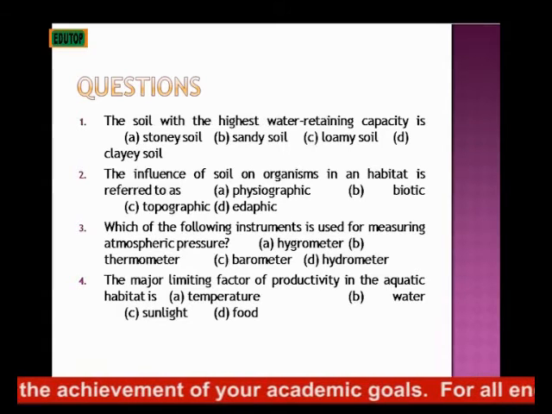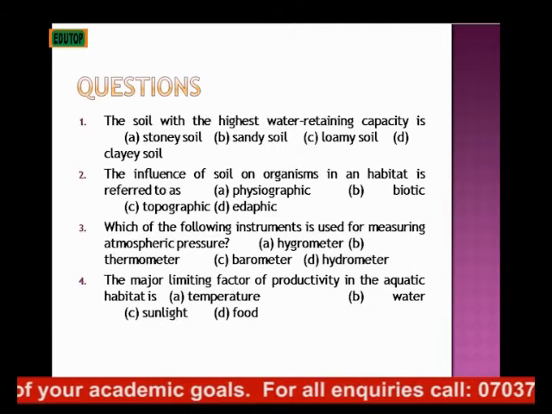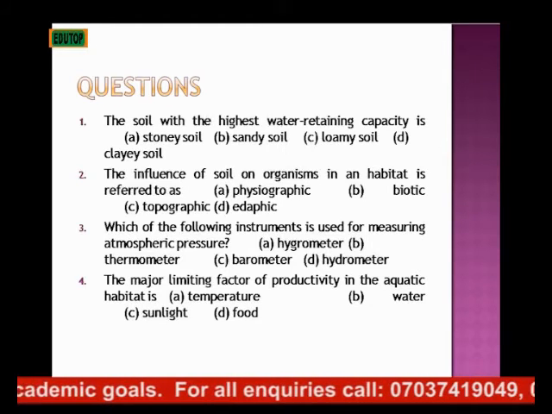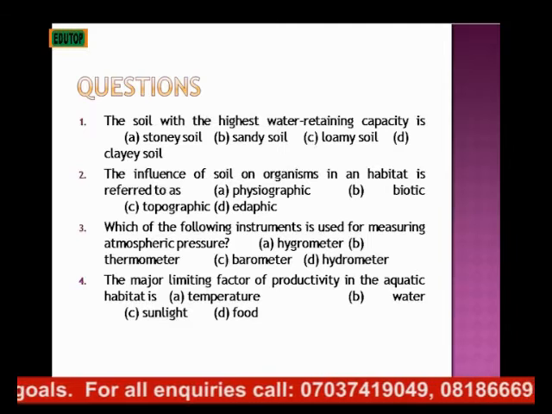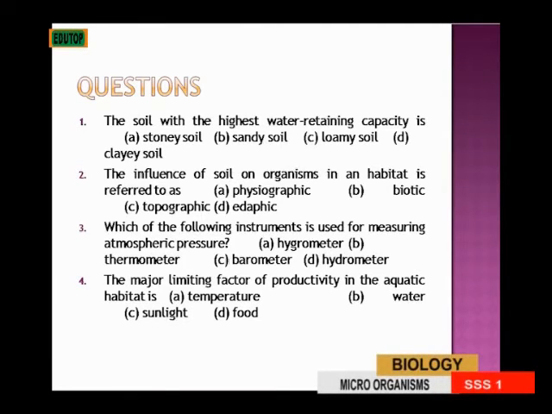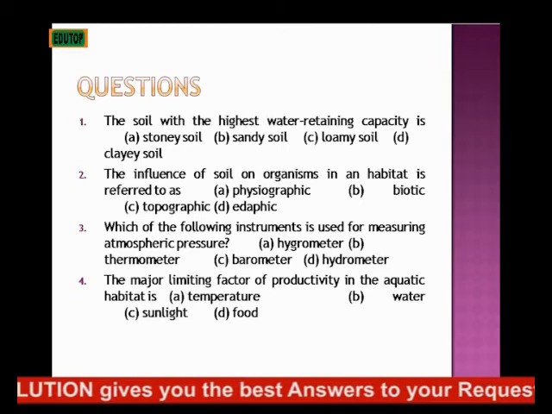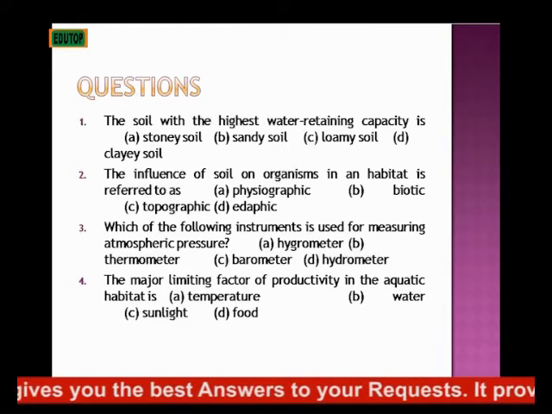Number 3. Which of the following instruments is used in measuring atmospheric pressure? A. Hygrometer, B. Thermometer, C. Barometer, D. Hydrometer. Number 4. The major limiting factor of productivity in the aquatic habitat is what? A. Temperature, B. Water, C. Sunlight, D. Food.